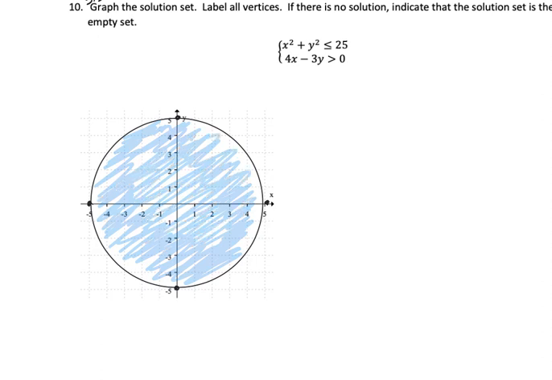Now, the other inequality, 4x minus 3y is greater than 0. First of all, what kind of graph is it? Well, none of the variables are squared, so it's linear. Typically, what I suggest is you find the x and y intercept. There's a slight problem with this one. If you want to find the y-intercept, remember you let x equal 0, divide both sides by 3, and you get 0. So the y-intercept is 0.